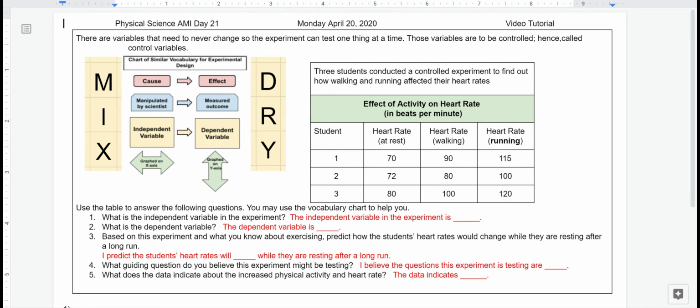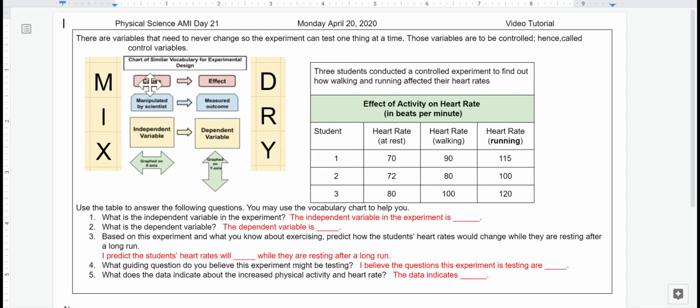Notice there's a pattern here for each one. So is the heart rate increasing or decreasing for each student? So think about that part.